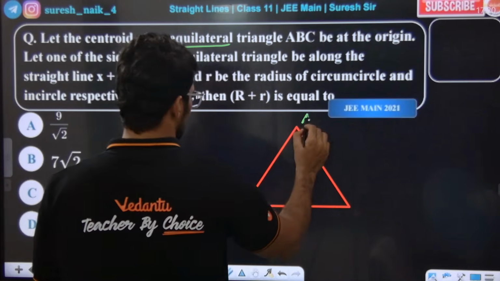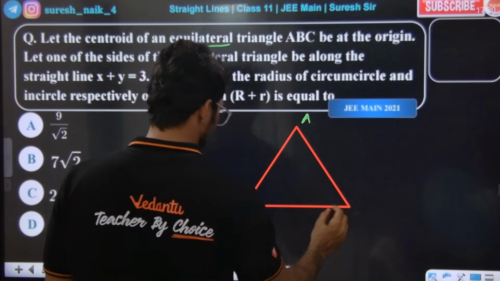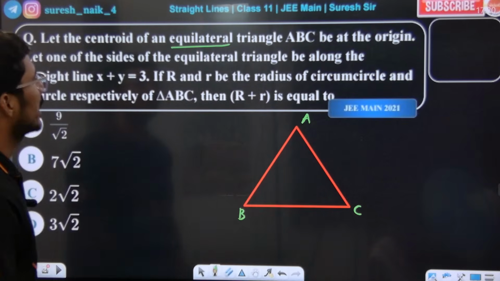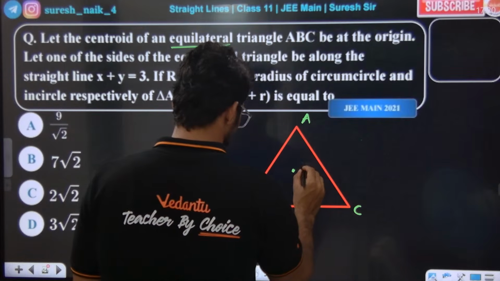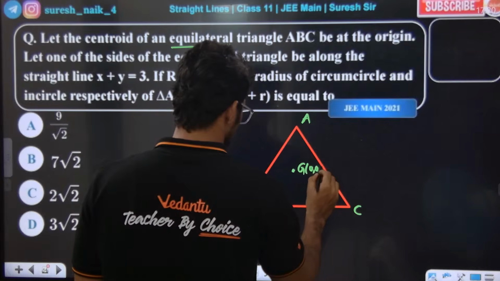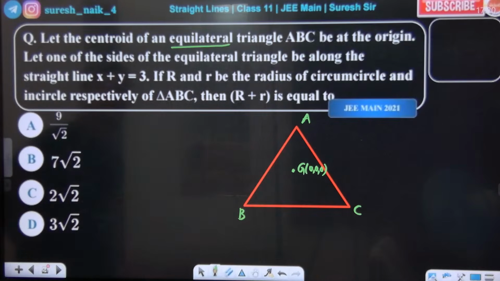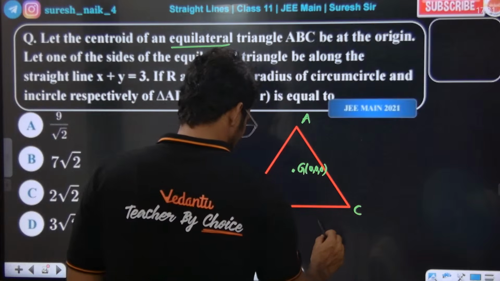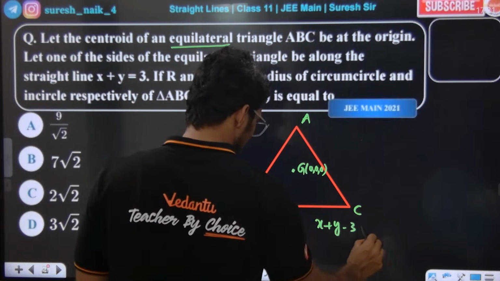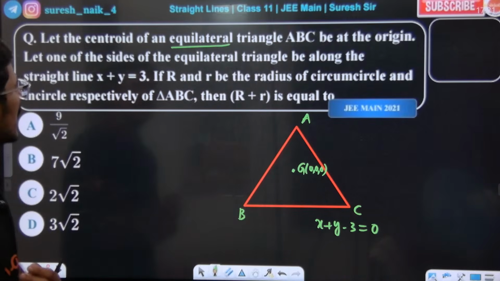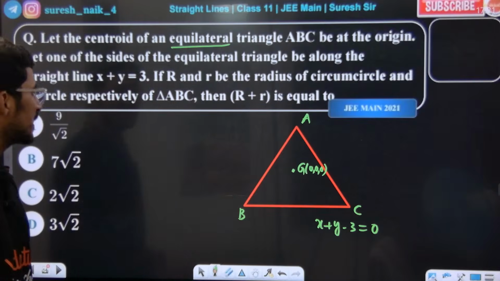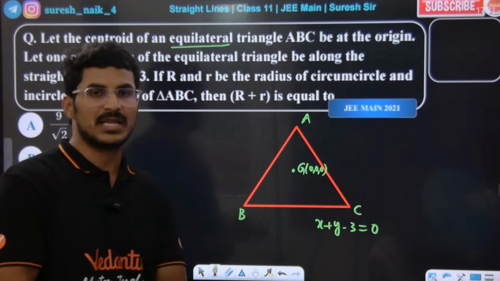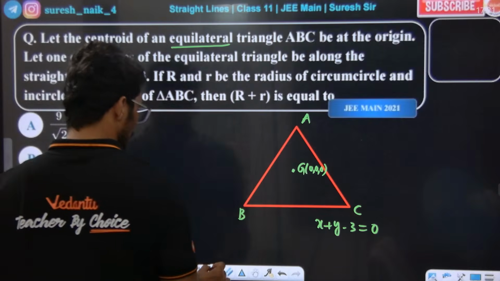Okay, let's say A, B, C. Equilateral triangle. Centroid of the equilateral triangle is the origin, basically. One of the sides of the equilateral triangle is along the straight line. Let's say one of the sides is this. If capital R and small r are the radius of the circumcircle and incircle respectively of triangle ABC, then capital R plus small r. This is a very good question.